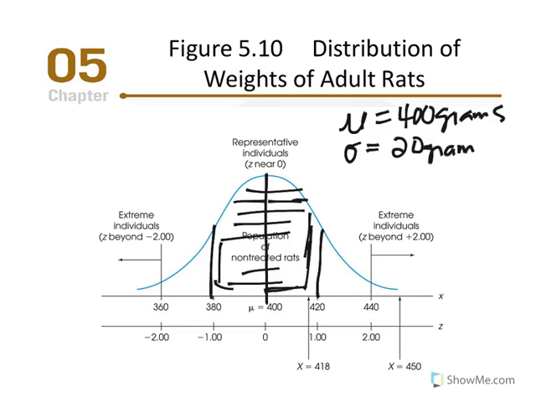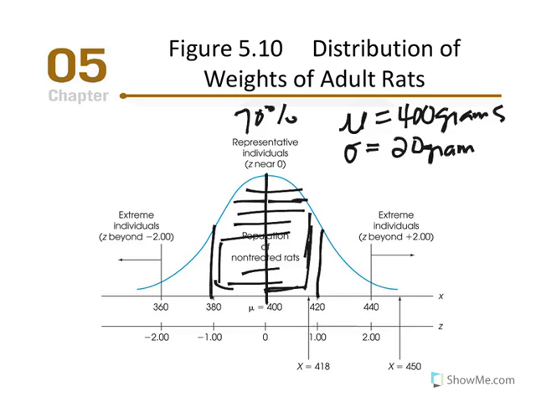So that's the range, the normal range. Again, the majority at 400 grams, but there's some deviation. But within that deviation, we have approximately 70% of rats weighing between 380 and 420 grams.